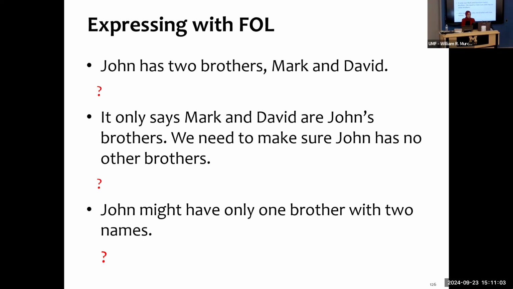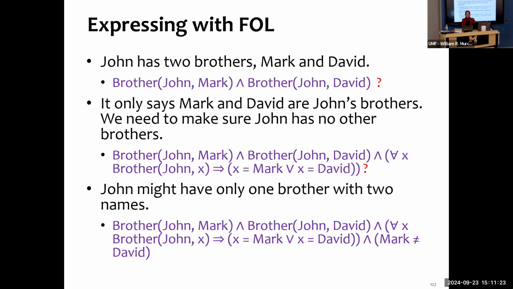We can go through these examples one by one. Okay, so the first one: John has two brothers, Mark and David. What is the relationship? Brother. And who are our constants here? John, Mark, and David. So John has two brothers. The first one is Mark, and the second one is David. So Mark is the brother of John, brother(John, Mark), and David is also the brother of John, brother(John, David). Is this clear?